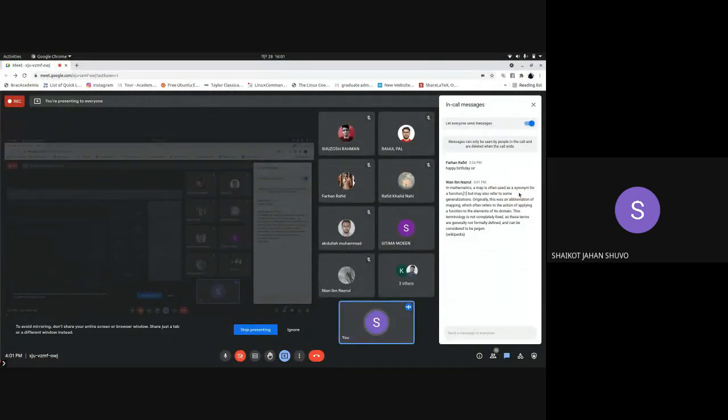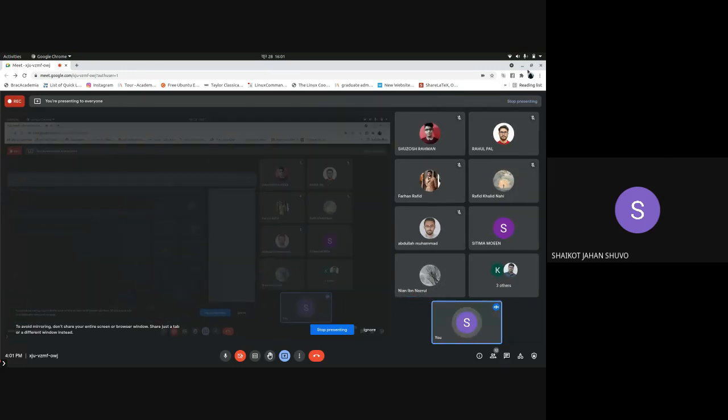It may also refer to some generalizations. Nian, is this from Wikipedia? Yes, I wrote it below from Wikipedia. These terms are generally not formally defined and can be considered as jargon. Let's see, some physicist wrote this.